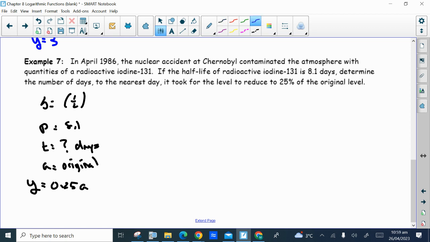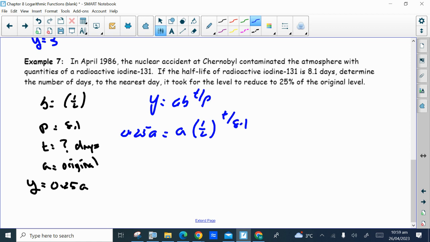But at the end, you get the same value on the left, which will be 0.25. When I use the formula, y equals a times b to the power t over p, the amount at the end is 0.25a. If a is the amount at the beginning, our growth factor is a half, t is what we're trying to find, p, our growth period is 8.1 days. You're going to divide both sides by a here, which will eliminate them, and you'll be left with 0.25 on the left.